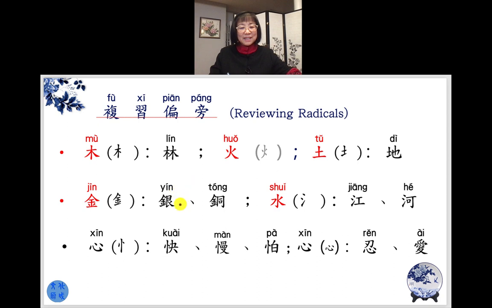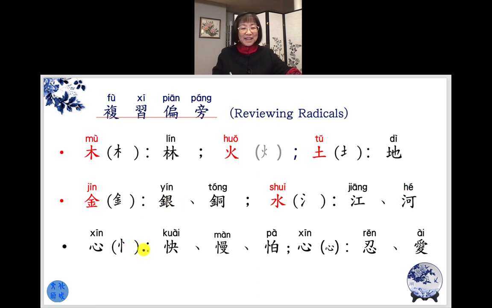This character, 银, we just learned, 银, this, 铜, 银 meaning silver, and 铜, copper. So both of them are metal. So then a character with 偏旁 of 金, usually they have a meaning related to metal. 水, 水, 水, and this is the 偏旁。We learned 江, 江, 河, 河。江 usually big river, and 河 relatively smaller than 江。Both 江 and 河 has the meaning related to water, so both of them have this 偏旁 of water.